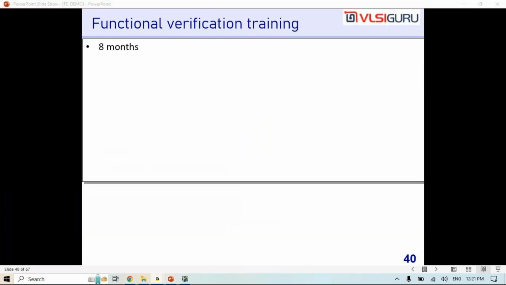Now let's talk briefly about the functional verification training, the one which you are attending. It goes for 8 months duration. Many institutes you might see have courses of 6 months only. Many places, even we started at 6 months, 5 months, then we increased to 5.5, 6 months. Now it is 8 months actually.